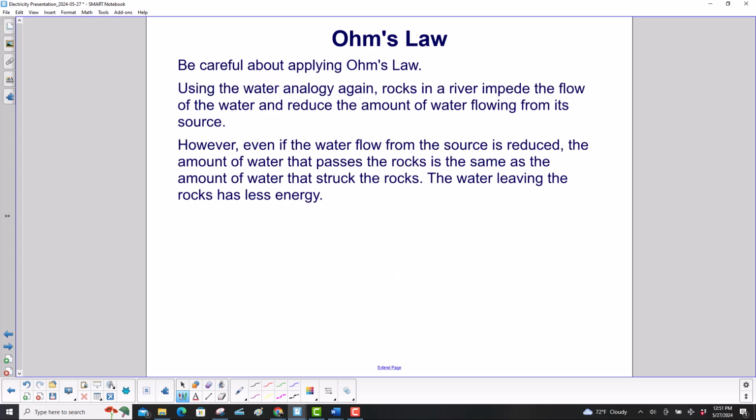Be careful about applying Ohm's law. We'll use the water analogy again. Rocks in a river impede the flow of the water and reduce the amount of water flowing from its source. However, even if the water flow from the source is reduced, the amount of water that passes the rocks is the same as the amount of water that struck the rocks. The water leaving the rocks has less energy.